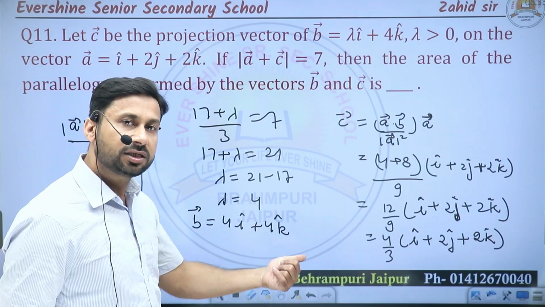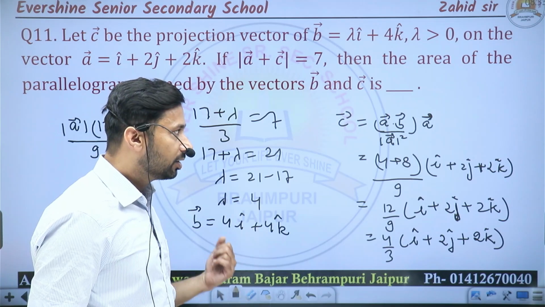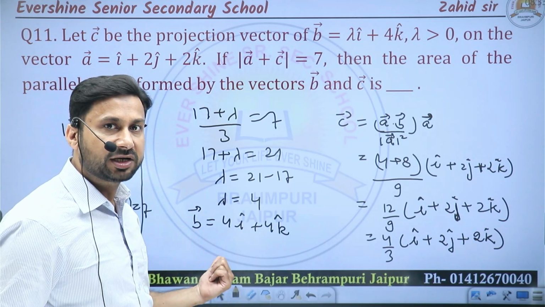So I got B and C. I need to find the area of the parallelogram formed by B and C. So I can find their cross product.